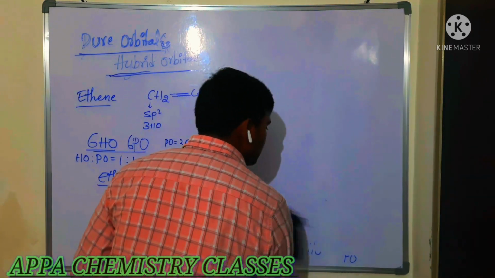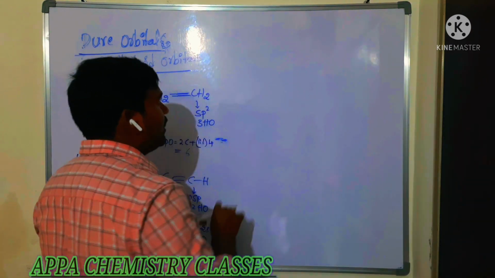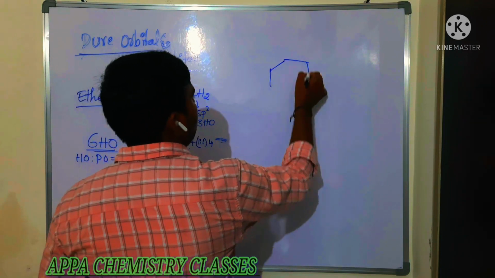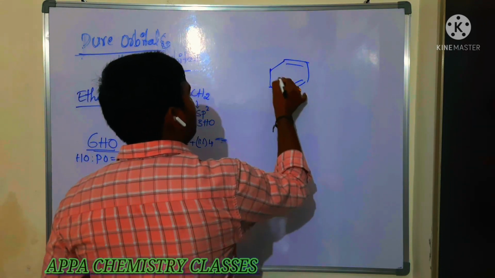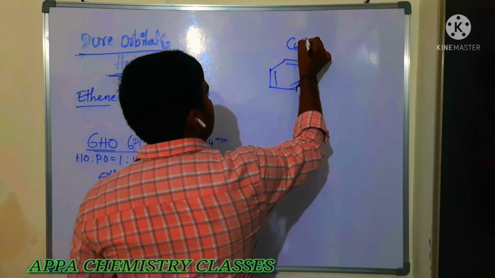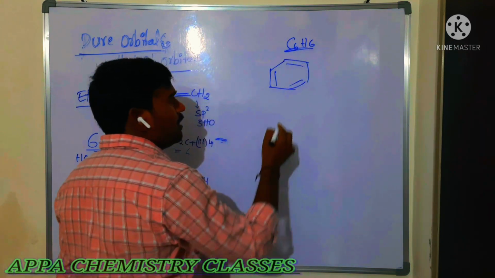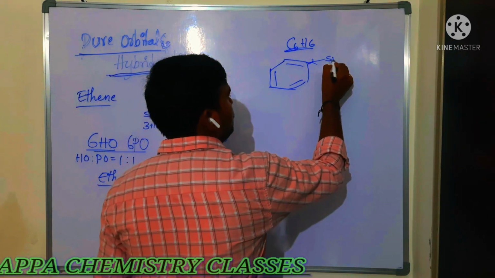Next we are going to see benzene, which is very very important. So many times it is asked. In benzene, formula will be what? C6H6. Okay? So each carbon is what? sp2.